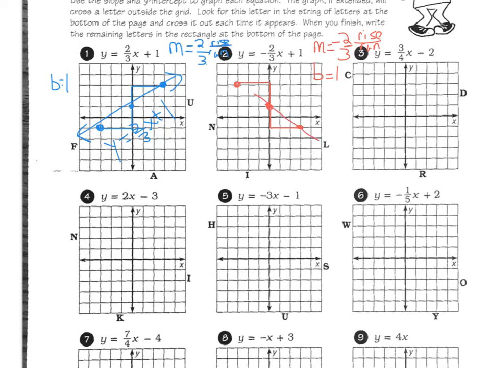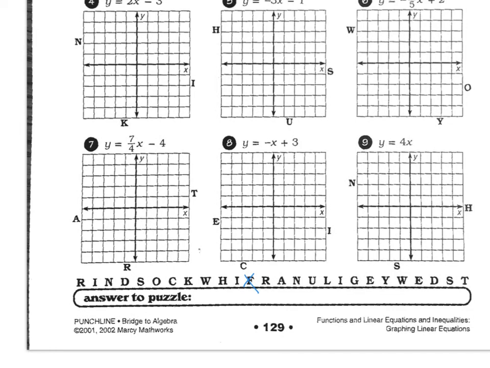I'm going to put a line through my points. I'm going to name it y equals negative 2/3 x plus 1. What would that go through? If I were to keep going, it'd go through L. So I'm going to go down to the bottom, and all my L's I'm going to mark out. So I only see one. Do you see any others?